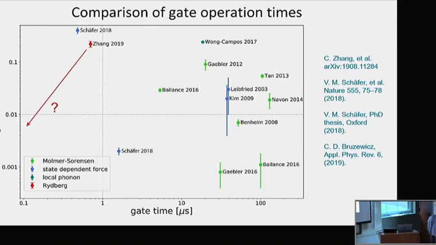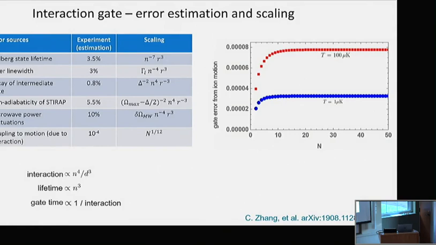And if you look at the errors that we have, the Rydberg state lifetime is actually not the dominant error in all of our gates. It's only a few percent at the moment. And if you were to make the interaction even faster, then you could push it further. It actually scales as n to the power of minus 7 to r to the power of 3. So if you push the ions closer together, the interaction goes up, and due to that you could do the whole process much faster.